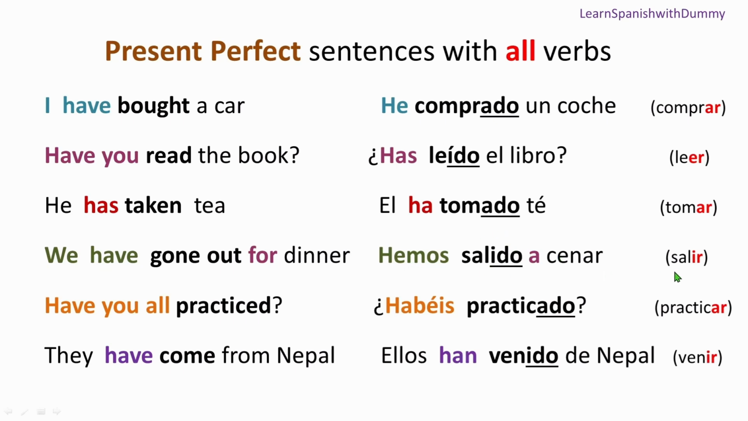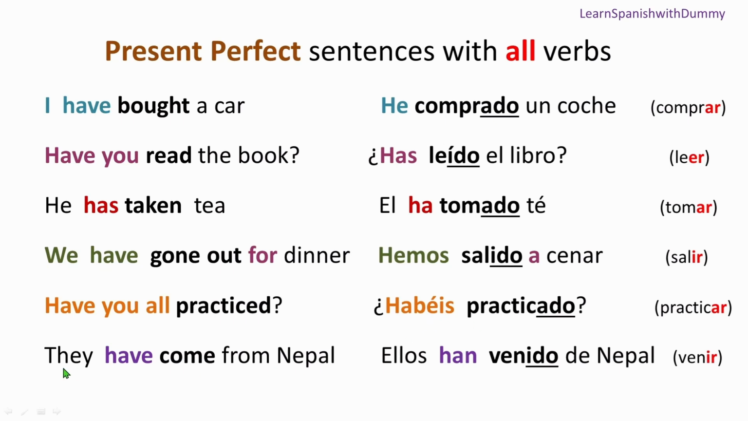Now how do we make it? From the word salir, which means to go out. Okay, so replace the ir ending with ido, which makes it gone out. Salido a cenar. Cenar is dinner. Have you all practiced? And you say habéis practicado. Habéis, have you all. Practicado is practiced, right?